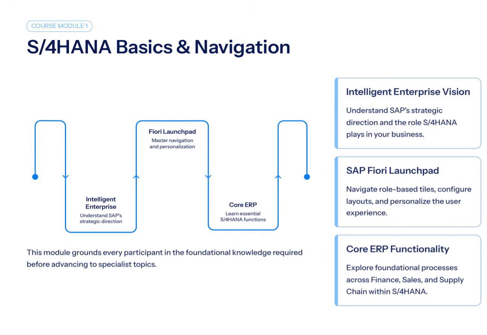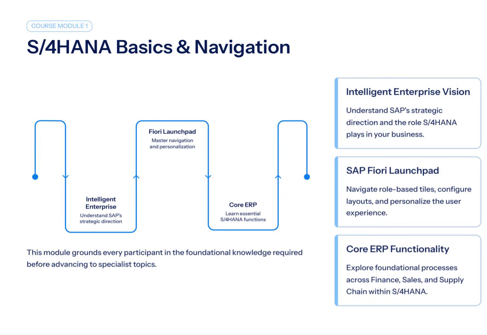SAP's S/4HANA system is an enterprise resource planning ERP solution that meets the needs of businesses across various industries. The S/4HANA Fiori Launchpad serves as the central hub for users to access and manage their data, providing a personalized experience through role-based tiles and customizable layouts. Mastering these navigation tools enables users to efficiently manage their core ERP functions, including intelligent enterprise capabilities.